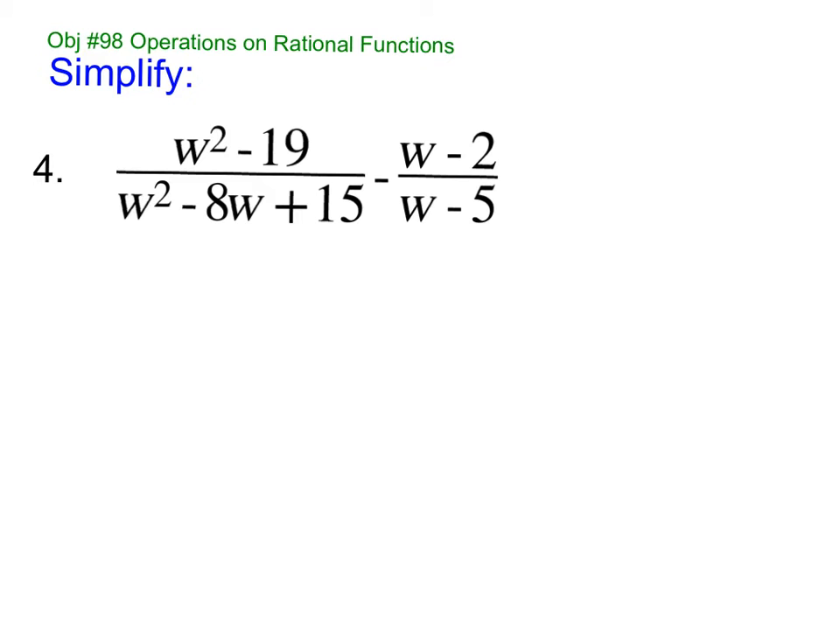All right, pause the video. Try this one on your own. All right, so let's see. What do we get here? I get w minus 5, w minus 3. So the left one we're good with. We just have to multiply the right one times w minus 3.